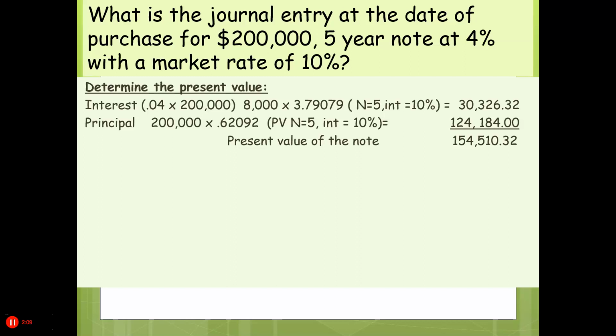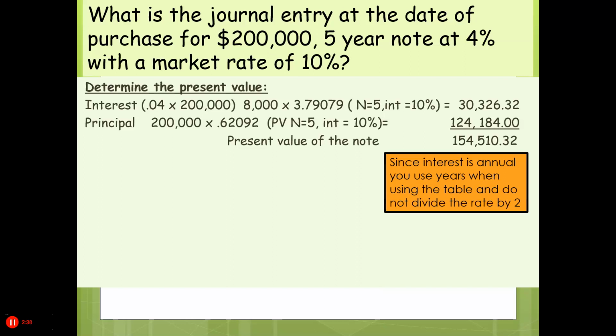Then we're going to look at the present value in today's dollars, with an implied effective rate of 10%, of 200,000. We're going to go to the present value table, and 5 is the years because there are no semi-annual payments, so we use 5, and the implied rate is 10%. We get this factor of 0.62092, and that tells us the present value of this note is $154,510.32, which tells us the difference is going to be the interest it's going to cost us.